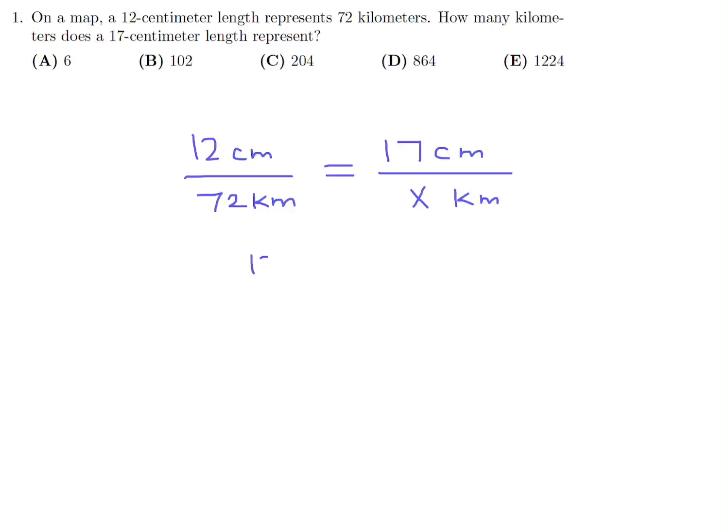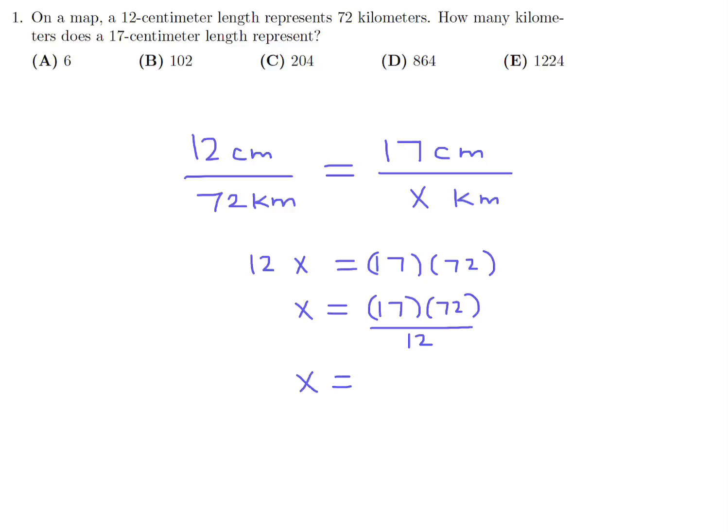All right. Cross multiply, you get 12x is equal to 17 times 72. And then x is therefore 17 times 72 divided by 12. 72 divided by 12 is 6. So this becomes 17 times 6, and 17 times 6 is 102. So 102 kilometers is the actual length in real life of that 17 centimeter length on the map. So the answer to number 1 is B.